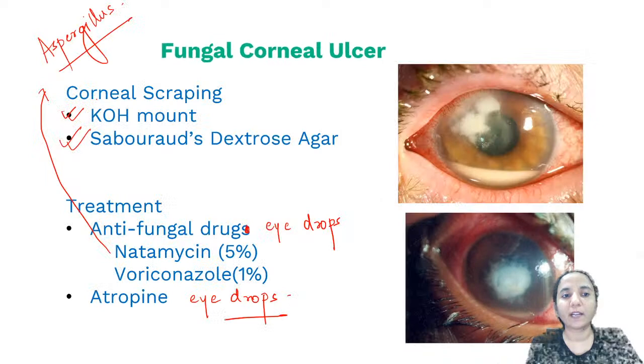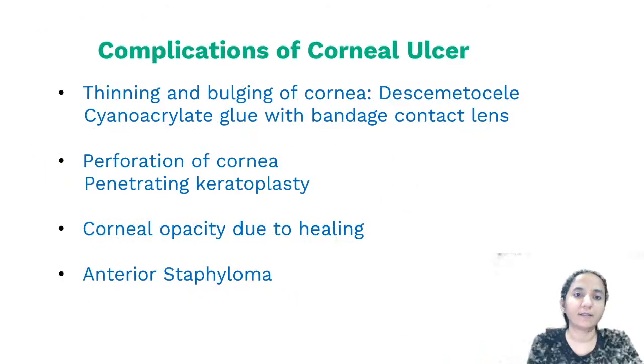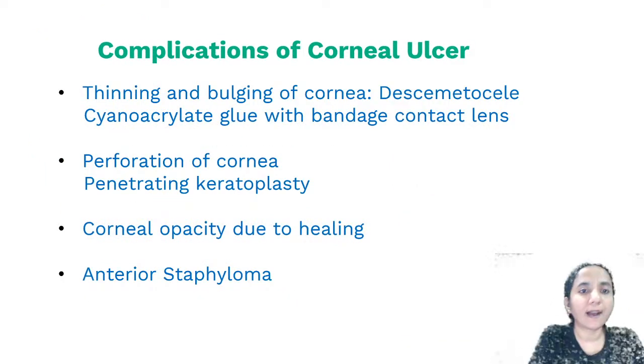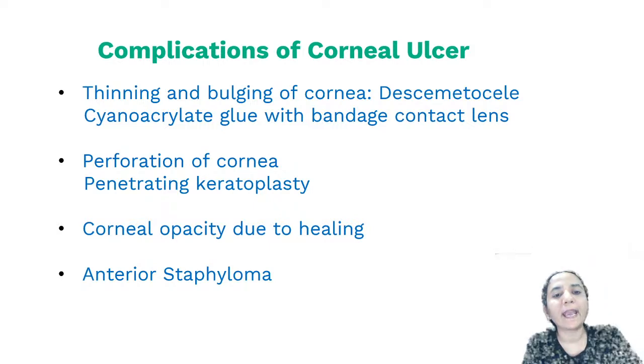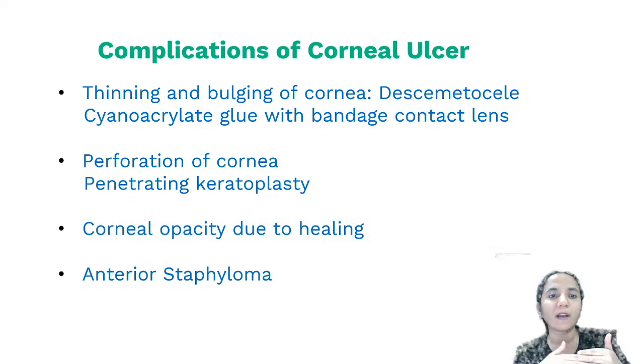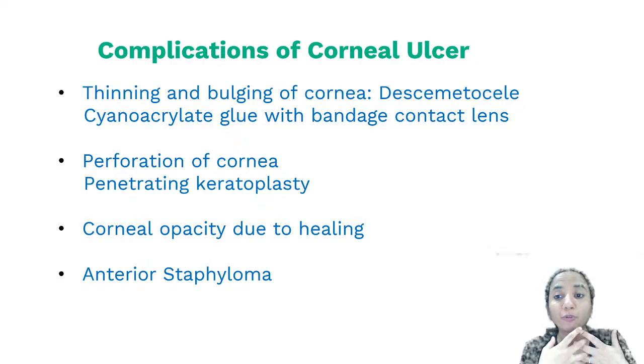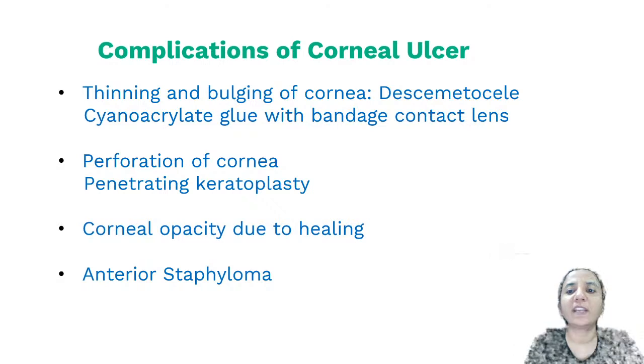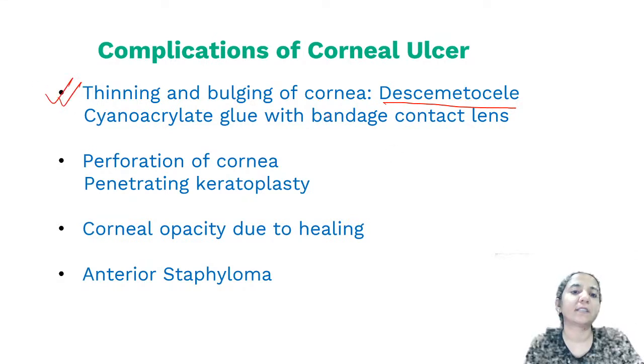Now let's come to what are the possible complications of these ulcers. These ulcers cause thinning and bulging of the cornea. The superficial epithelium and the stroma get necrosed, but the Descemet's membrane, which is the toughest layer of the cornea, generally holds through. Because of the intraocular pressure, the Descemet's membrane protrudes forward, and this protruding Descemet's membrane is called a descemetocele. So thinning and bulging of the cornea is called descemetocele.